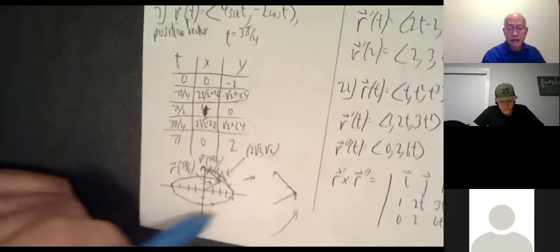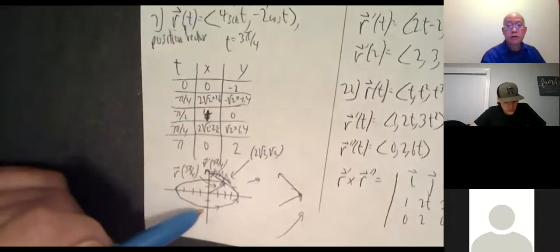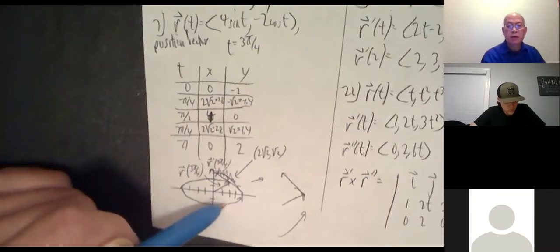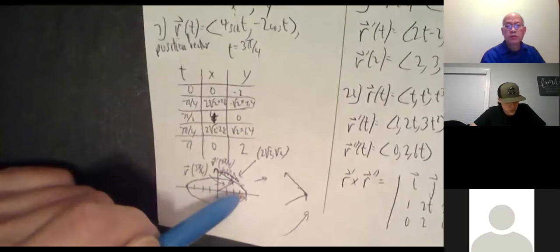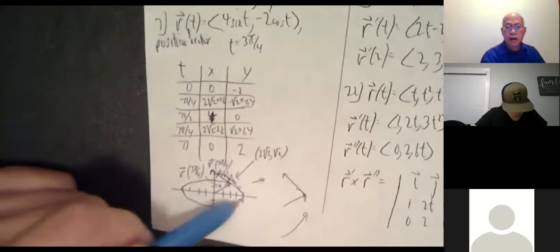Okay, it ends up looking like an ellipse if you draw it, but anyway, 0, negative 2 is here, 2.8, negative 1.4, 4, 0, 2.8, 1.4, and 0, 2. So right now it's going like this.